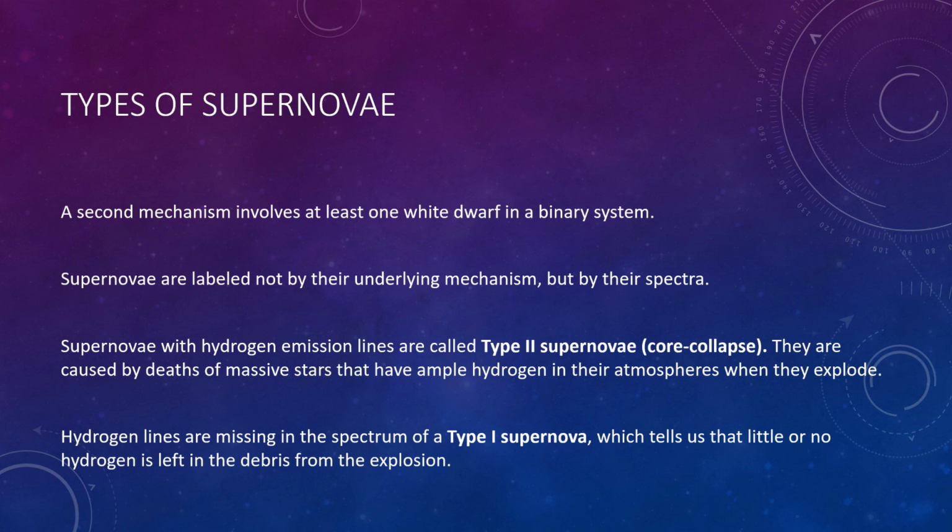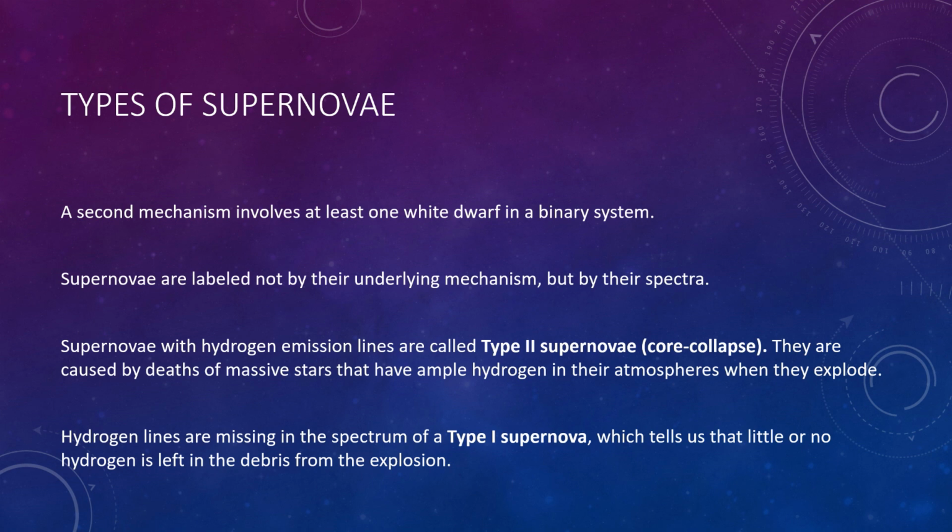They are caused by the deaths of highly evolved massive stars that still have an ample amount of hydrogen in their atmosphere when they explode. When the star explodes, the hydrogen atoms are excited and glow prominently, producing the hydrogen emission lines that define type 2 supernovae.